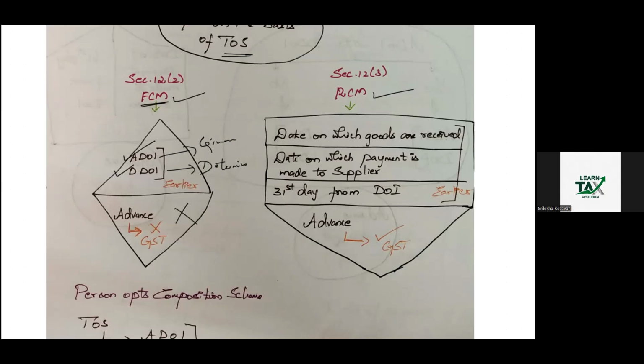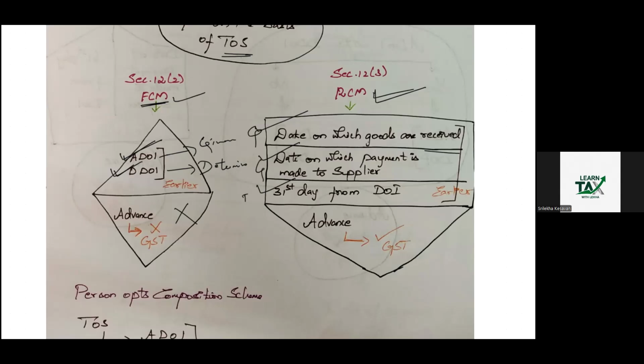Then, coming to RCM. In case of FCM we saw two things: actual date of invoice and due date of invoice, whichever is earlier. For RCM, there are three things: date on which the goods are received, date on which the payment is made to the supplier, and the 31st day from the date of invoice. The date of receipt of goods and the payment date should be given in the question. The 31st day from the date of invoice, we have to determine.